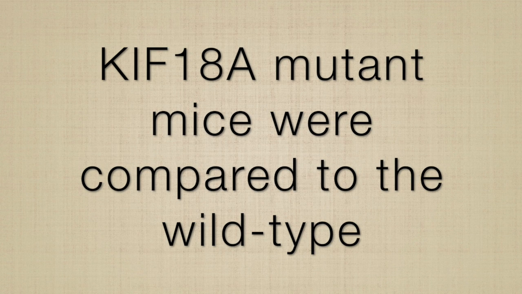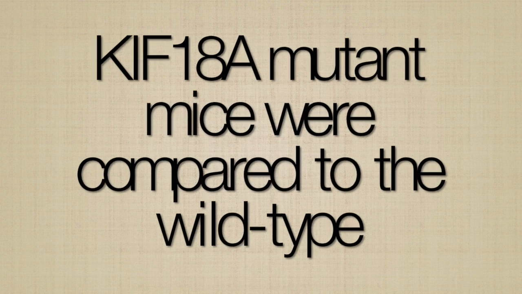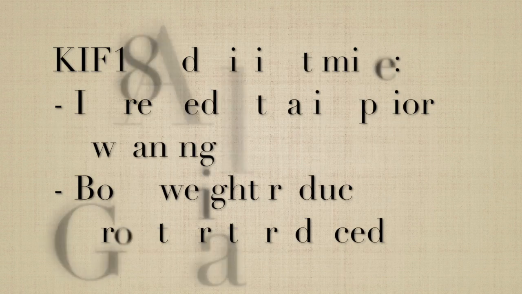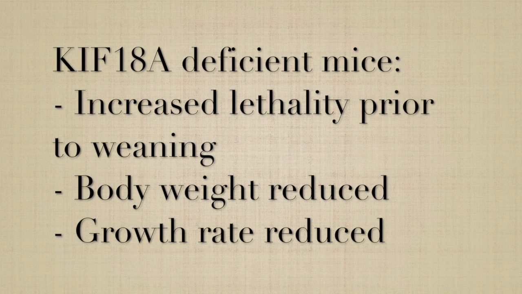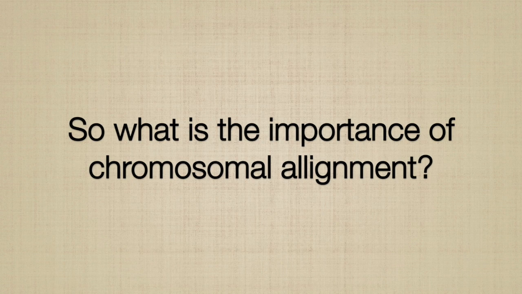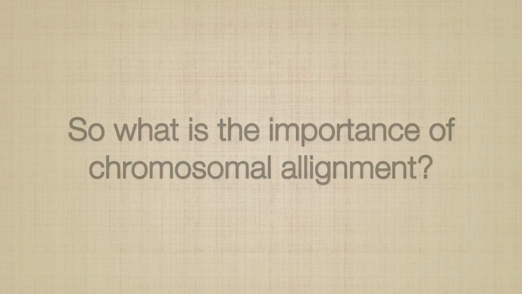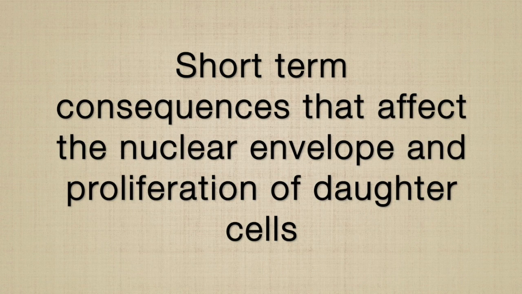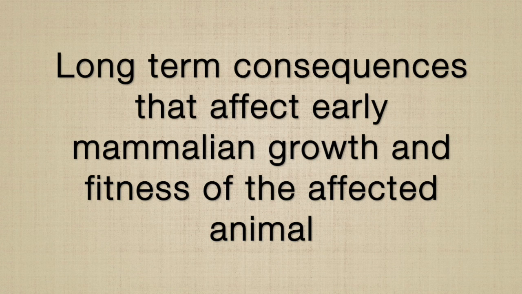KIF18A mutant mice were compared to the wild type to determine their differences. These mutant mice showed major defects including increased lethality prior to weaning and decreased body and growth rates. So what is the importance of chromosomal alignment? There are short-term consequences where the nuclear envelope and proliferation of daughter cells are greatly affected, and long-term consequences that affect the growth and overall fitness of the deficient animal.